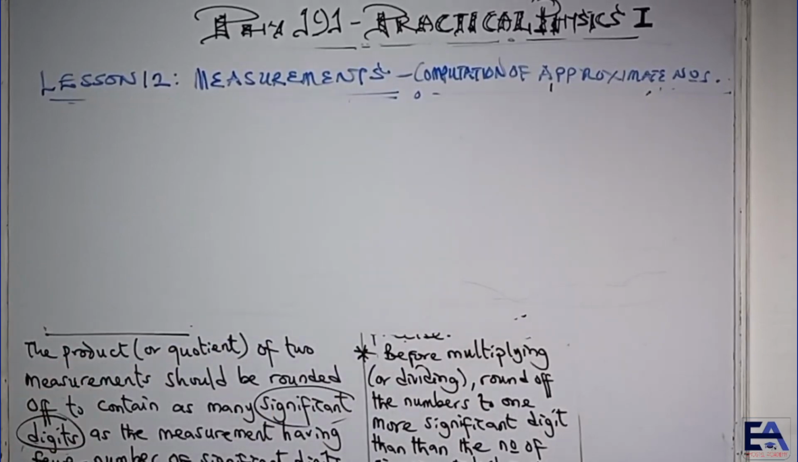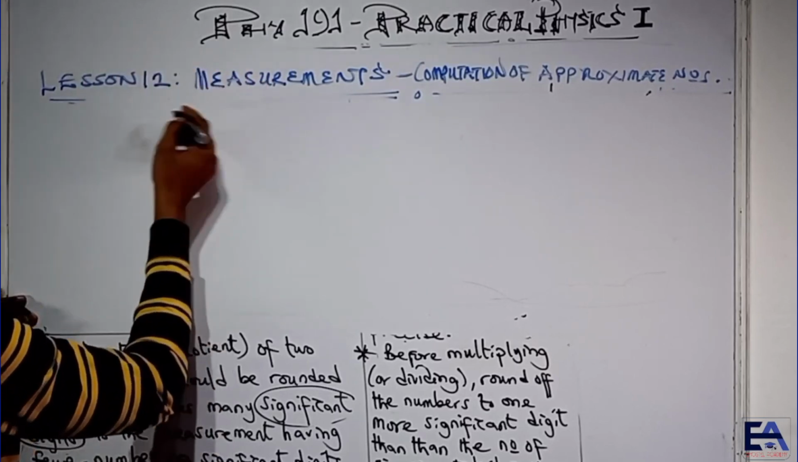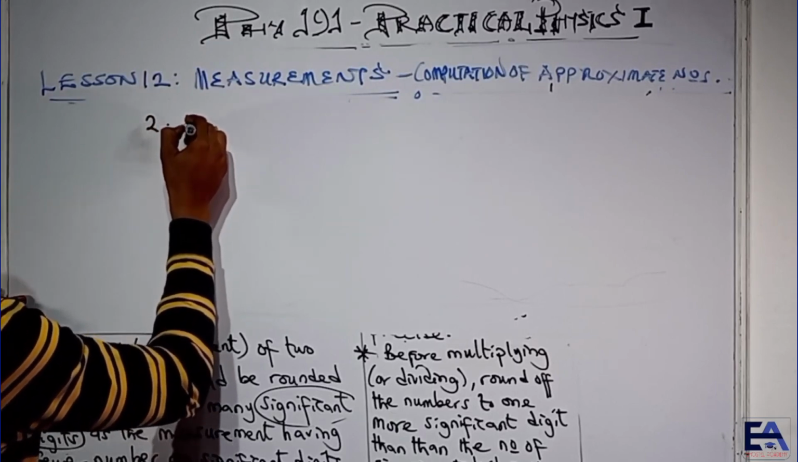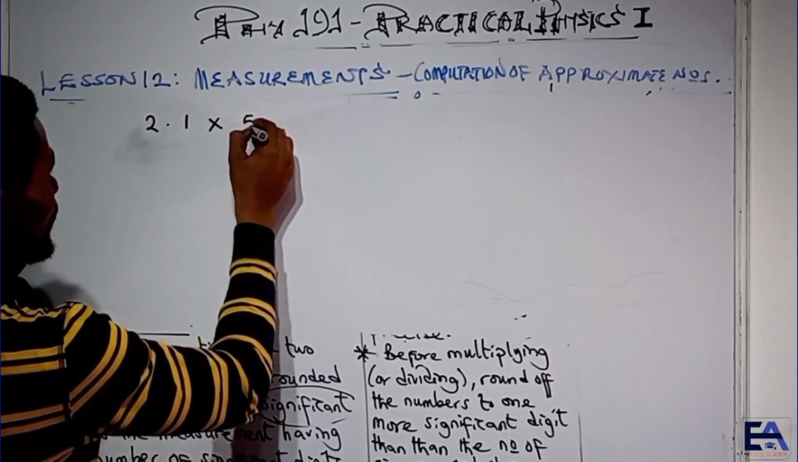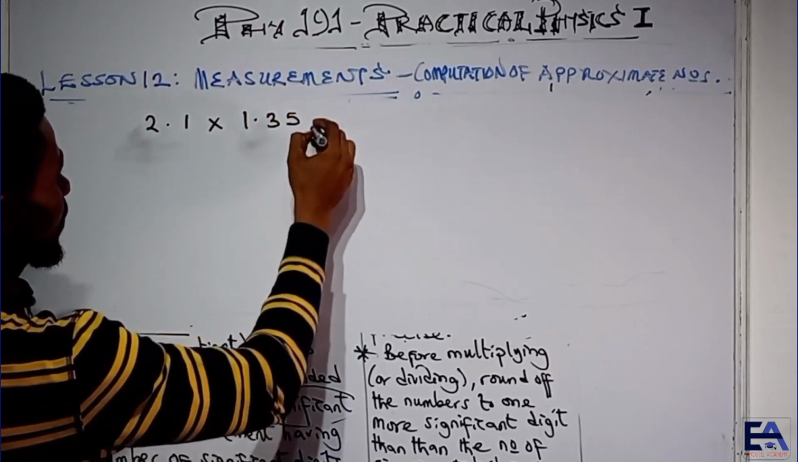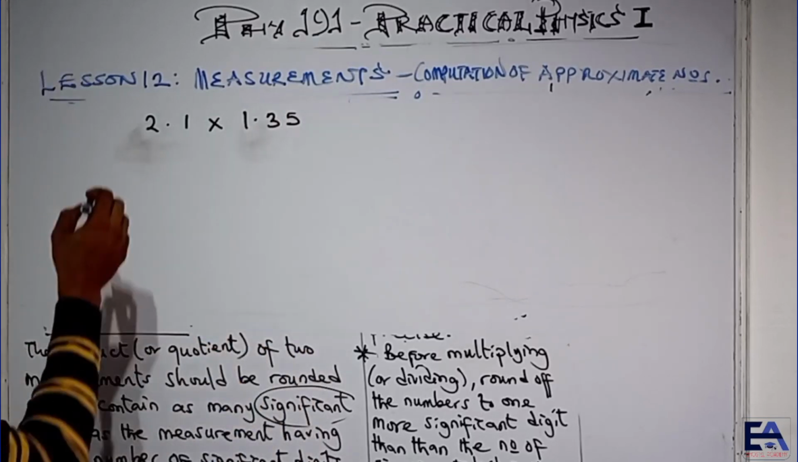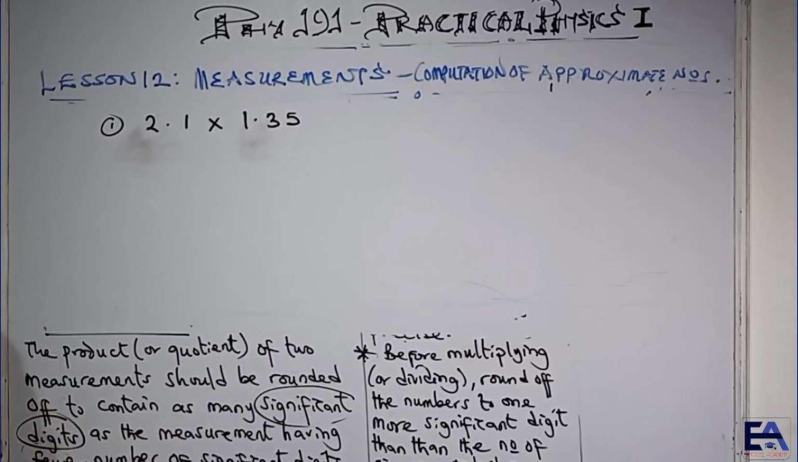All right, so we want to deal with the second one, which is the product or the quotient rule. Quotient means division, product means multiplication. So to deal with this one, what do we do here? Let's assume that we are multiplying. We want to multiply 2.1 times 1.35, okay? 2.1 multiplied by 1.35. Let's just even start with a smaller example first, then we can extend it later.